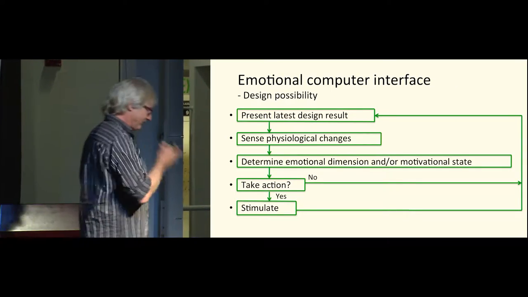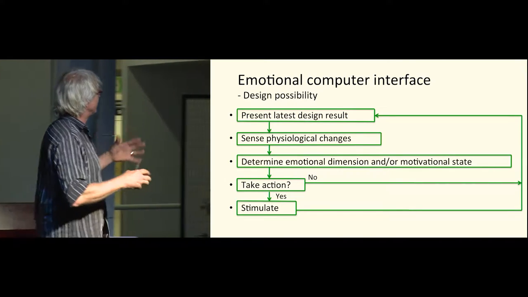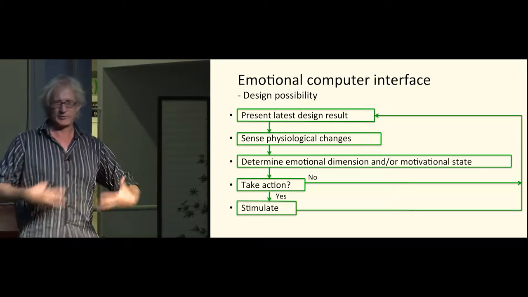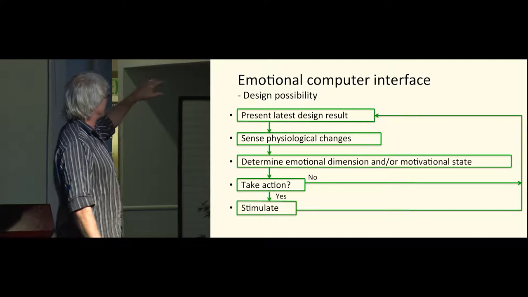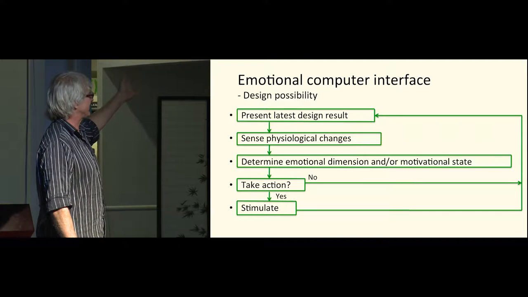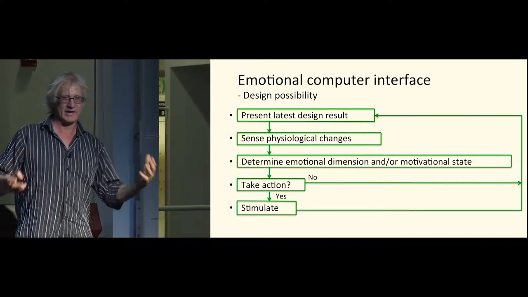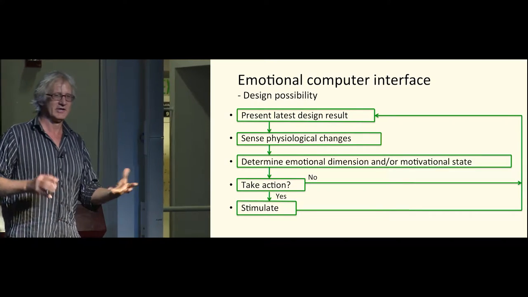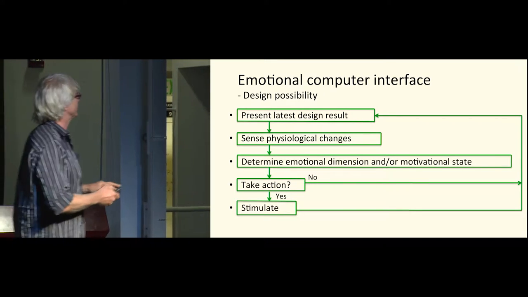So here's an example of a possible design interface for an emotional computer interface. The computer presents a design result to us, and a physiological change occurs when we perceive this design. Then the computational framework determines if there's an emotional dimension and/or a motivational state associated with that change. Then there's a decision about taking action or not. If the computer takes action, it might stimulate the environment in some way, either changing the design itself or the environment that the person is in. Some action takes place because the computational framework is aware of one's emotional dimension and motivational state.